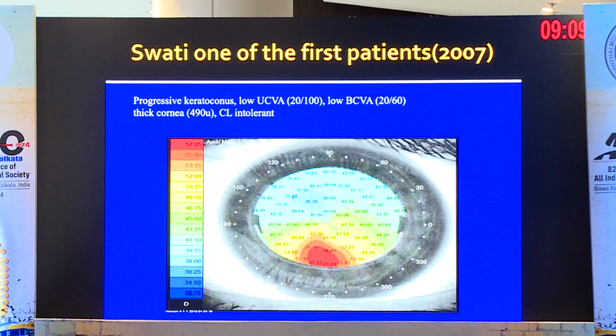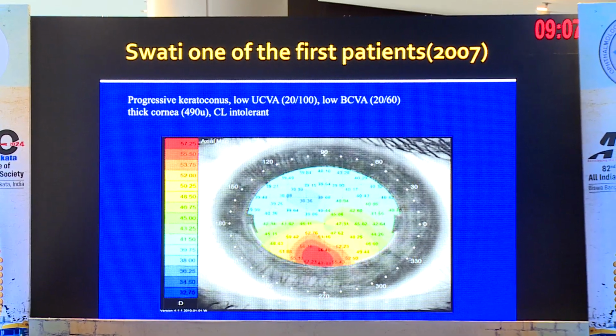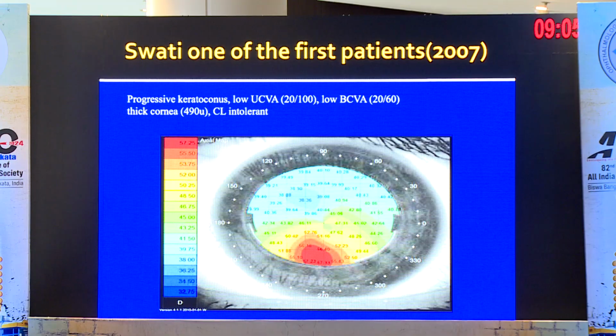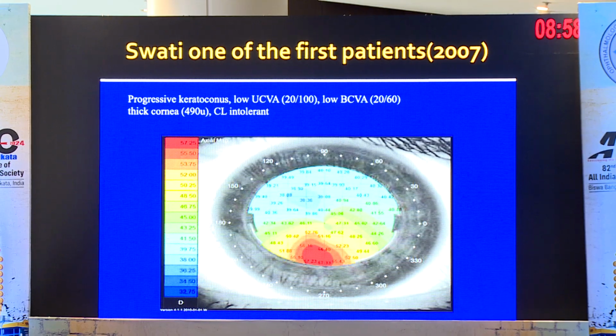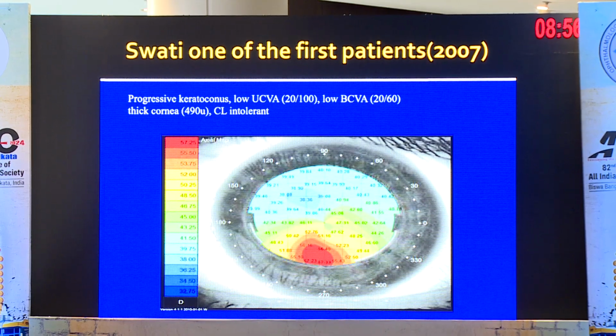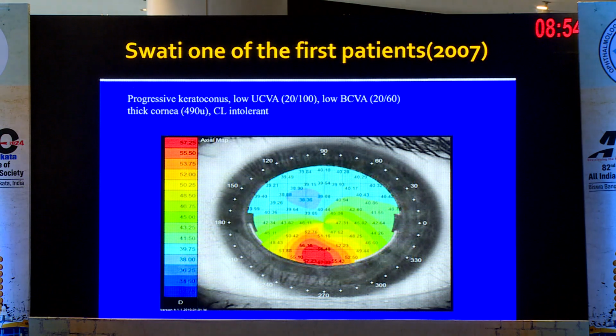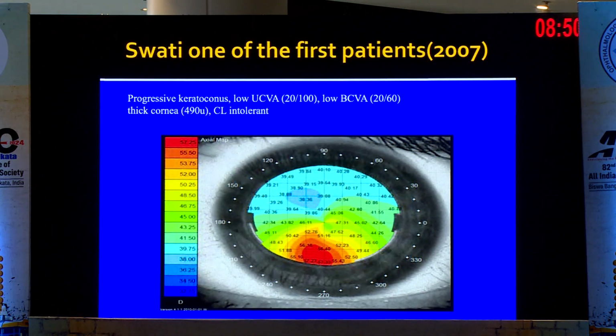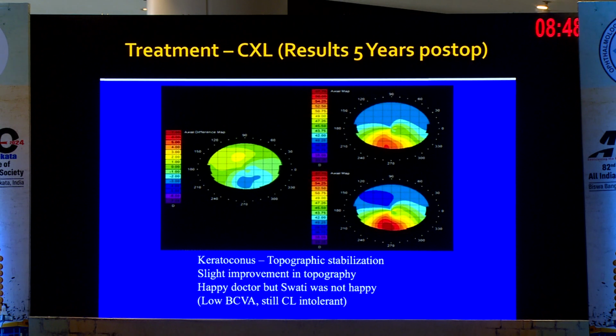Let's look at this interesting patient that we treated back in 2007, Swati, who had come to us with progressive keratoconus with a relatively low uncorrected visual acuity of 20 by 100 and low best corrected visual acuity of 20 by 60, having a relatively thicker cornea, still having progressive keratoconus, and was contact lens intolerant. Swati underwent a Dresden protocol collagen cross-linking, and this is the pre-operative topography, this is the post-operative, and this is the difference map.